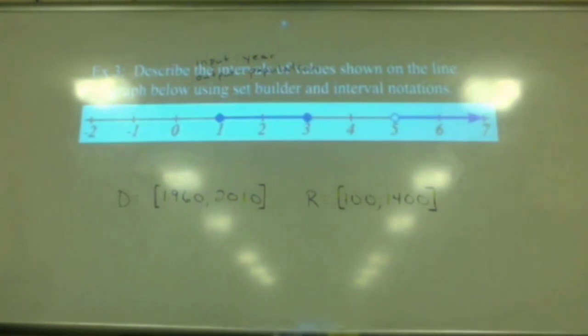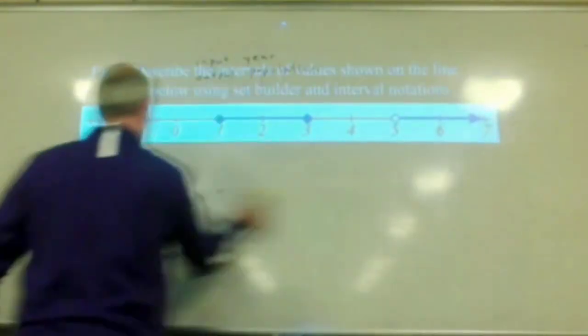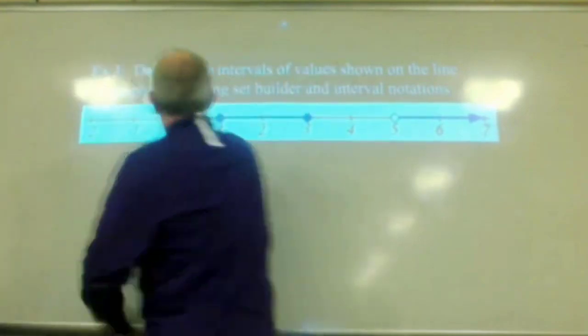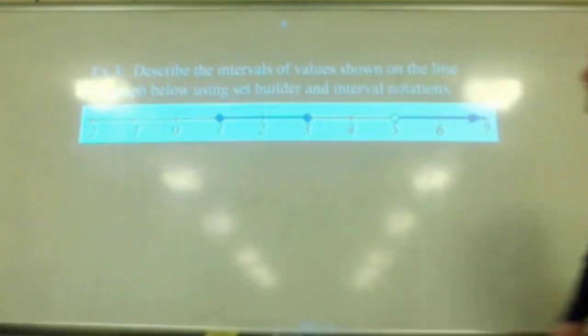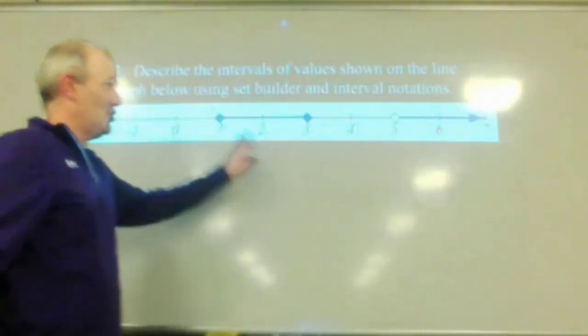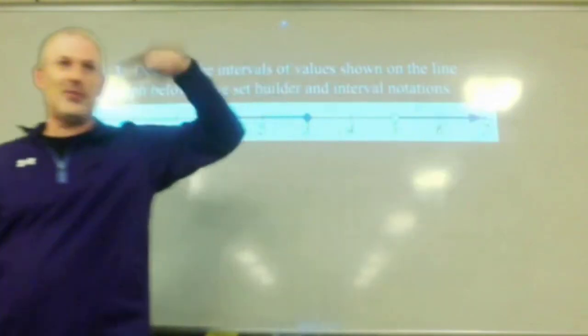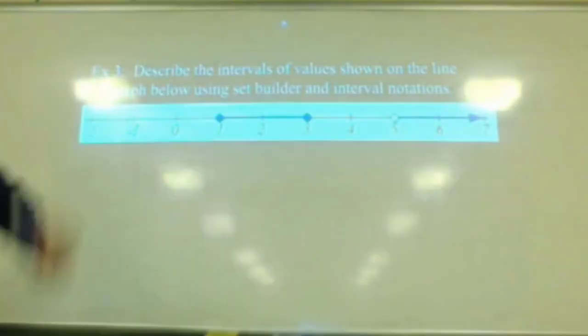All right. So what if we're looking at a graph? Describe the intervals of the values shown on the line graph below using set builder and interval notation. So I'm going to start with interval just because we were kind of practicing it already. But notice we have two separate sections to our graph, right? That's where that union symbol comes in because we've got two separate sections to talk about.